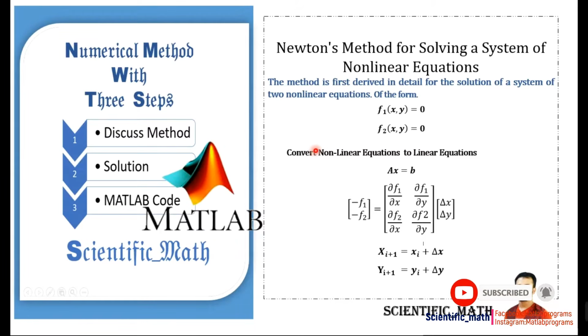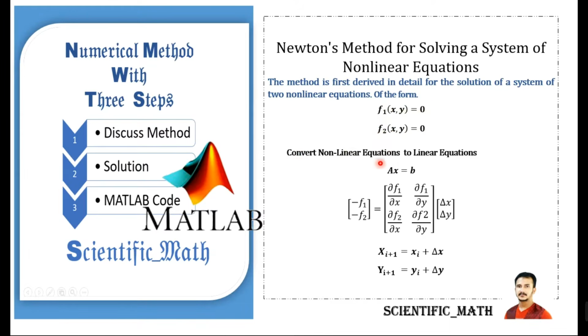In this lecture we discuss Newton's method for solving a system of nonlinear equations. The method is first derived in detail for the solution of a system of two nonlinear equations of the form: f1 of x, y is equal to 0 and f2 of x, y is equal to 0.